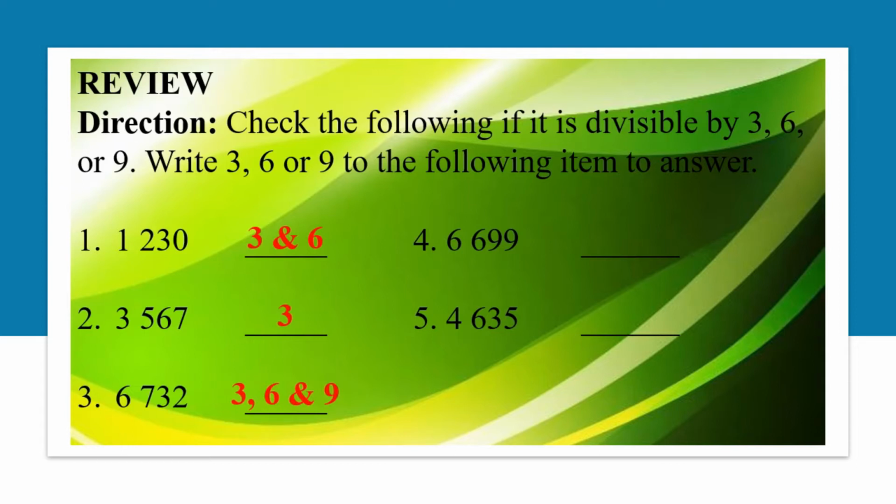Number 4, 6,699. It is divisible by? Very good. It is divisible by 3. Number 5, 4,635. Yes, very good. The correct answer is 3 and 9. So, it is divisible by 3 and 9. Very good. Clap your hands.